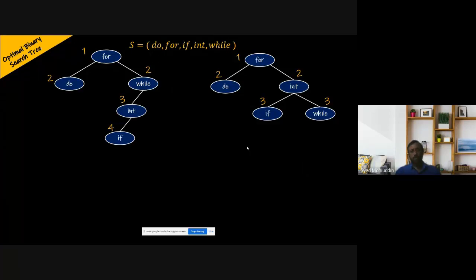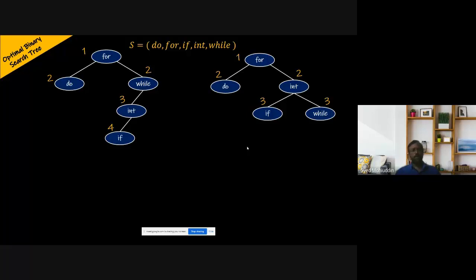Obviously, the property of a binary tree is that a node will have at most two children, except the leaf nodes. And in a search tree, the data in the left child will be smaller than its parent, and the right child will be greater than its parent.